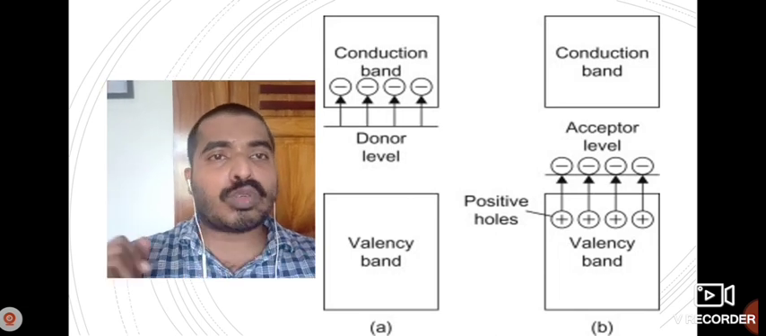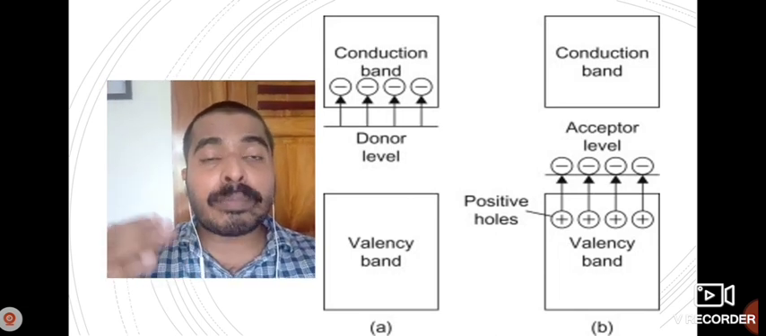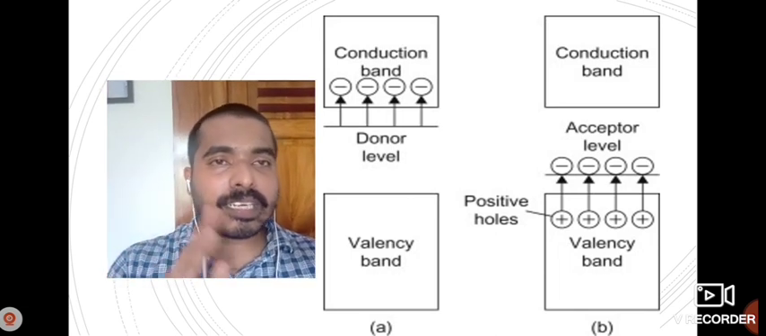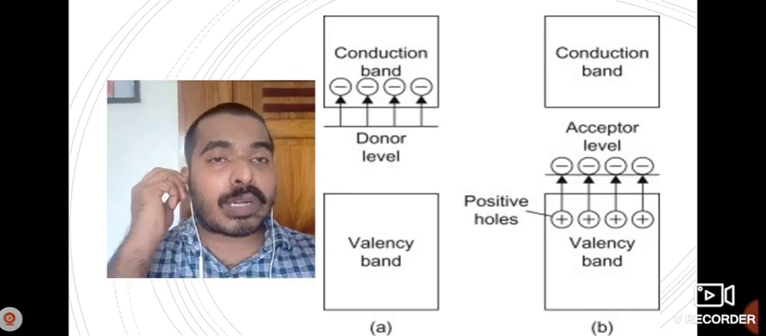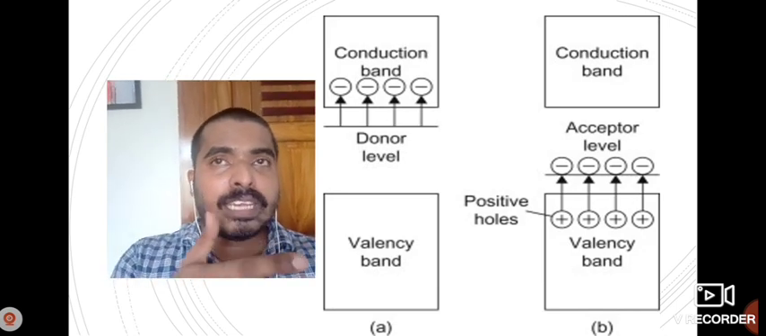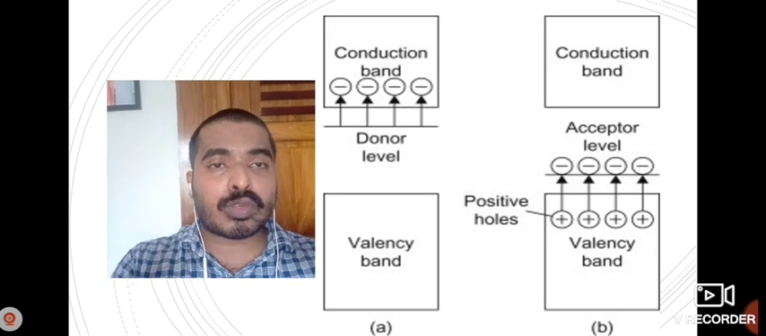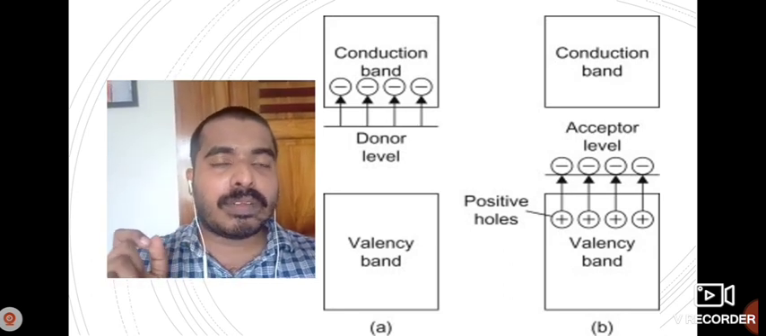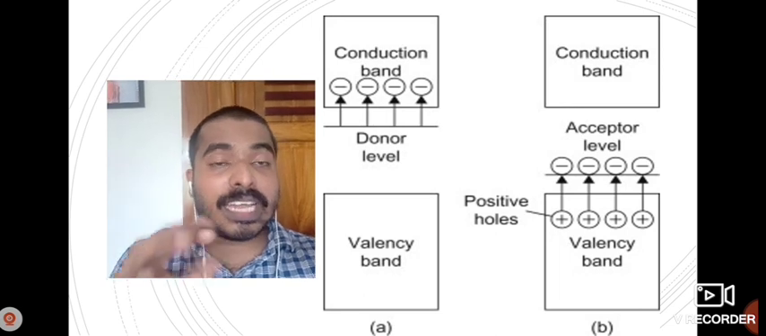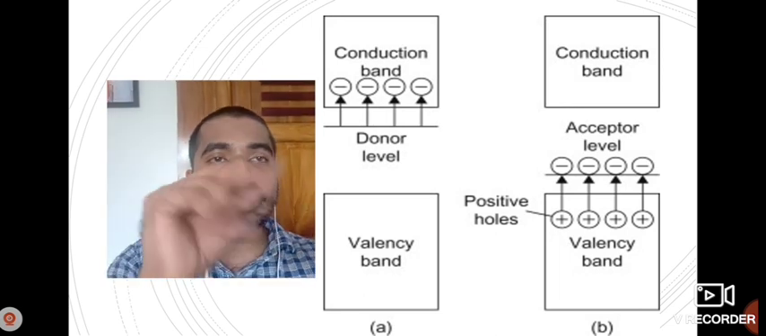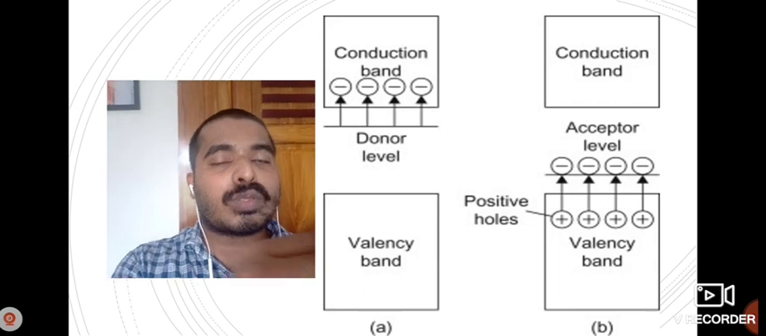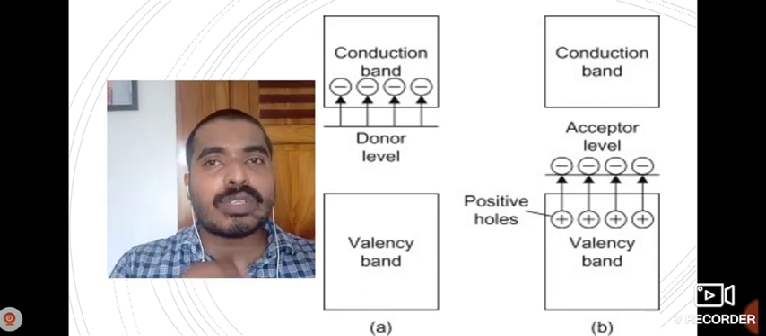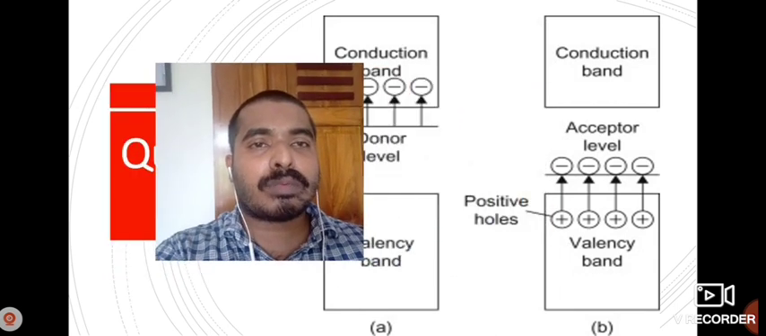So remember these two band diagrams. Along with the band diagrams of conductor, semiconductor and insulator, remember the band diagram of N type and P type. It can be asked without the band diagram also. Acceptor level is present in which? Acceptor, P type. Donor level is present in which? N type. Donor level is close to the conduction band, acceptor level is close to the valence band. So this is also a very important topic you should remember.